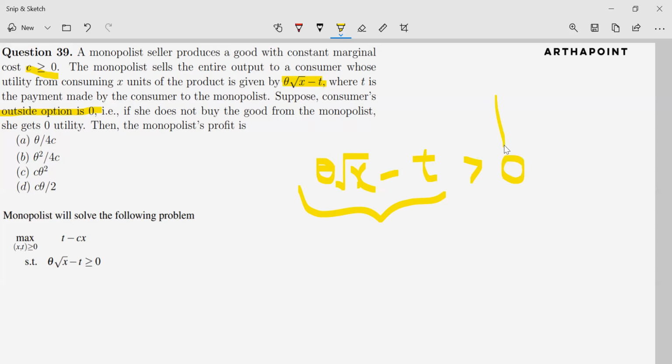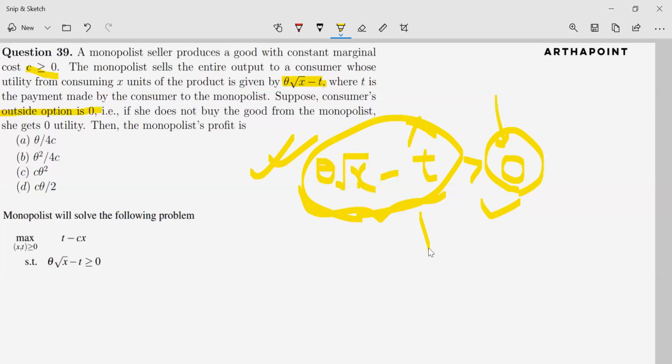Because this is my second best option. This is my opportunity cost. If the second best option is better, I will never go for this one, right? I will go and buy from the monopolist only when this net utility that I get is at least greater than 0. If this is negative, then you will not buy. I mean, you go to the market and buy, or you don't buy.